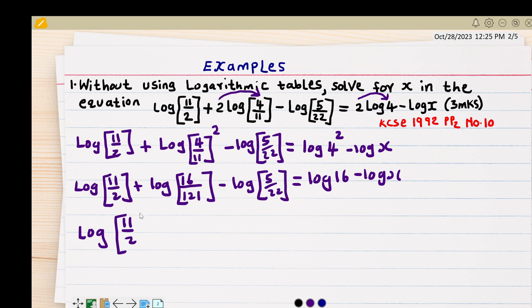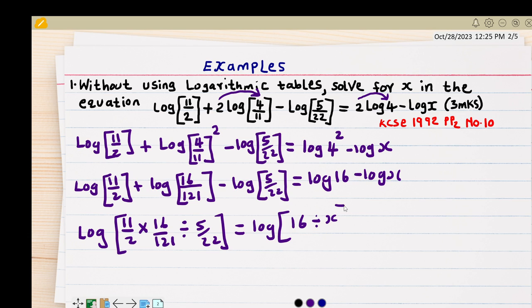Then of course, because we are adding, when you add you multiply, so this will be times 16 over 121. Then when you subtract you have to divide, so divided by 5 over 22. Then the whole of this will be equal to the logarithm into bracket 16. So when you subtract you have to divide, so 16 divided by x.